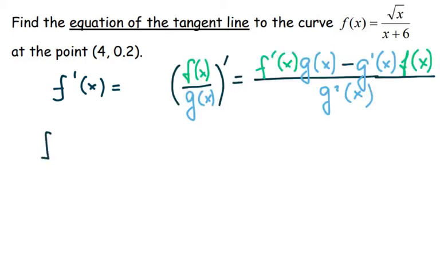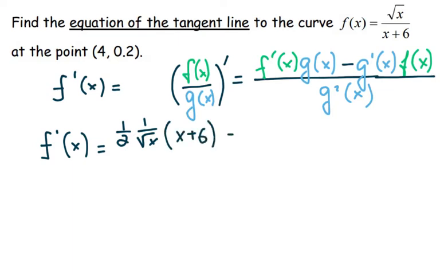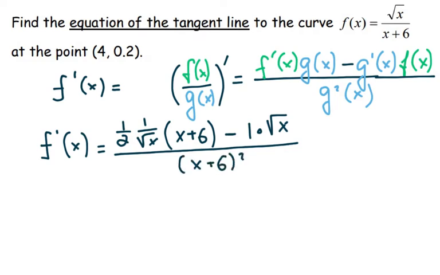So for my derivative, the derivative of the square root of x is 1/2 times 1 over the square root of x, times g of x, which is x plus 6, minus the derivative of g of x, which is x plus 6, so the derivative of x plus 6 is 1, and then times f of x, which is the square root of x. And then the denominator will have g of x squared, which is x plus 6 squared.